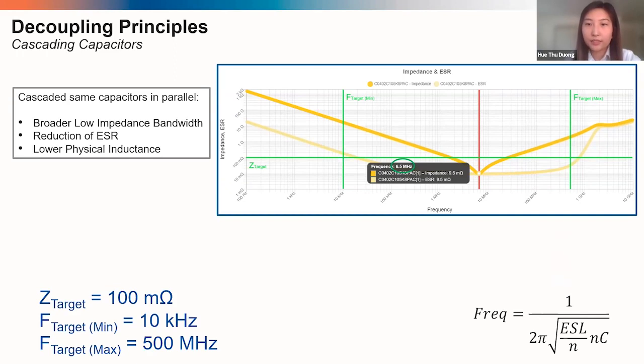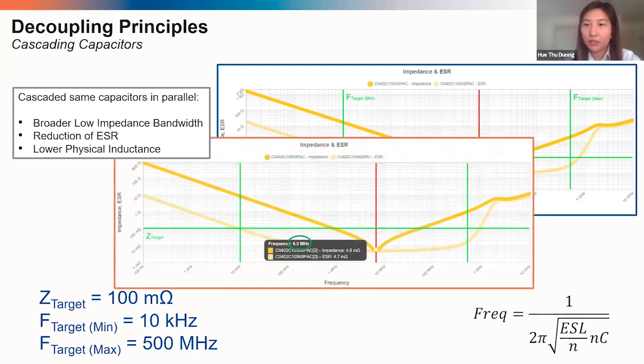So let's add another of the same capacitor in parallel. From this, we can see that the SRF doesn't change at all, but we do see that the impedance came down just a little bit within the target frequency band. But we can still see that it's still really far off. It is still not within this targeted impedance threshold line here.